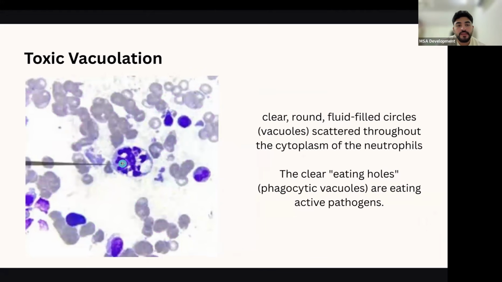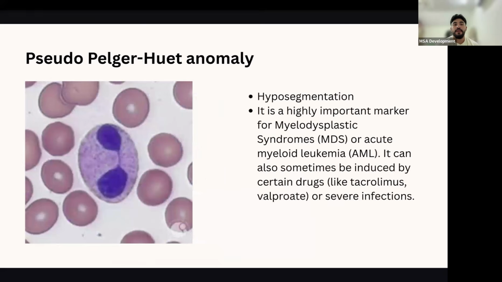Here, you can see that within the cytoplasm, we have these clear, round, fluid-filled cysts. These are what we call vacuoles, okay? They're scattered throughout the entire neutrophil, eating up this active pathogen. And this is what we call toxic vacuolation, okay?